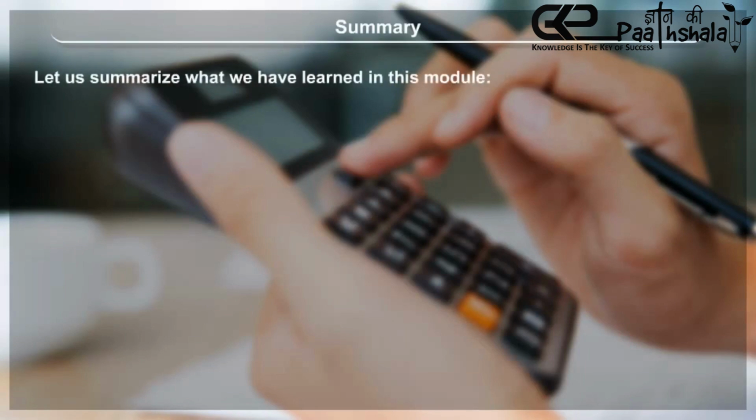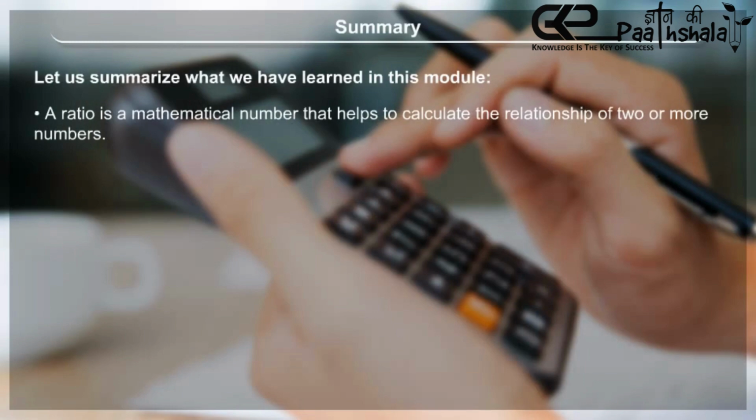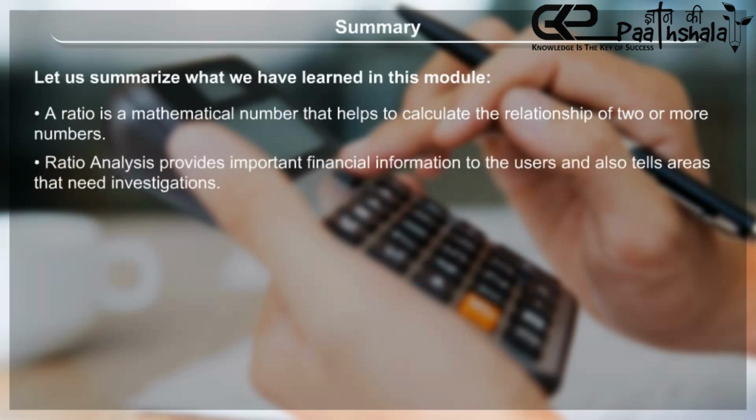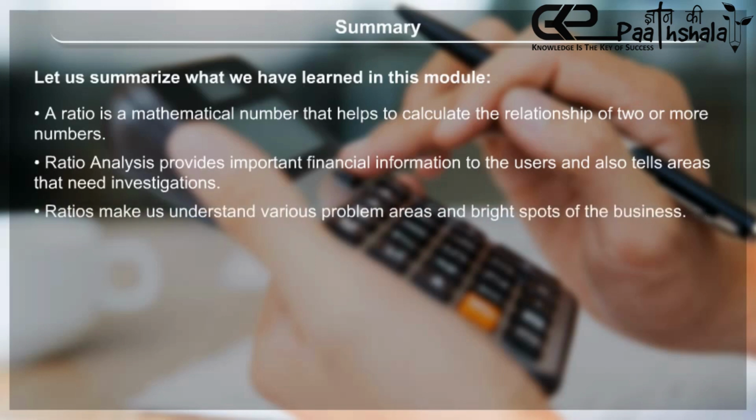Summary. Let us summarize what we have learned in this module. A ratio is a mathematical number that helps to calculate the relationship of two or more numbers. Ratio analysis provides important financial information to the users and also tells areas that need investigation. Ratios make us understand various problem areas and bright spots of the business.